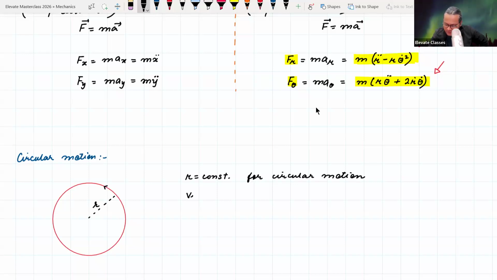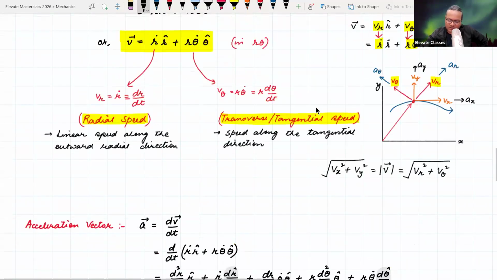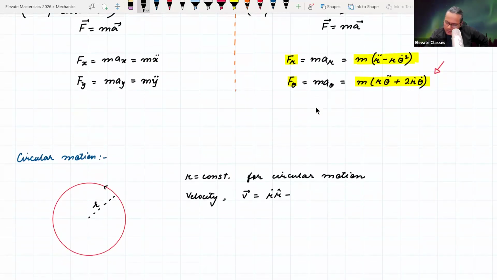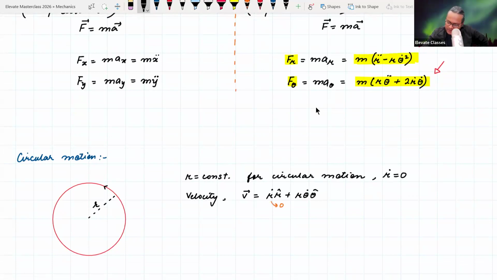So then what is going to be the velocity for a particle in circular motion? Velocity v is equal to, हमारे पास क्या था? This was the expression, r dot r cap plus r theta dot theta cap, right? So if r is equal to constant, then r dot is equal to how much? 0. So that means this is going to be 0. So therefore, v is equal to r theta dot theta cap. So for circular motion, the velocity vector takes a very special expression, r theta dot theta cap.